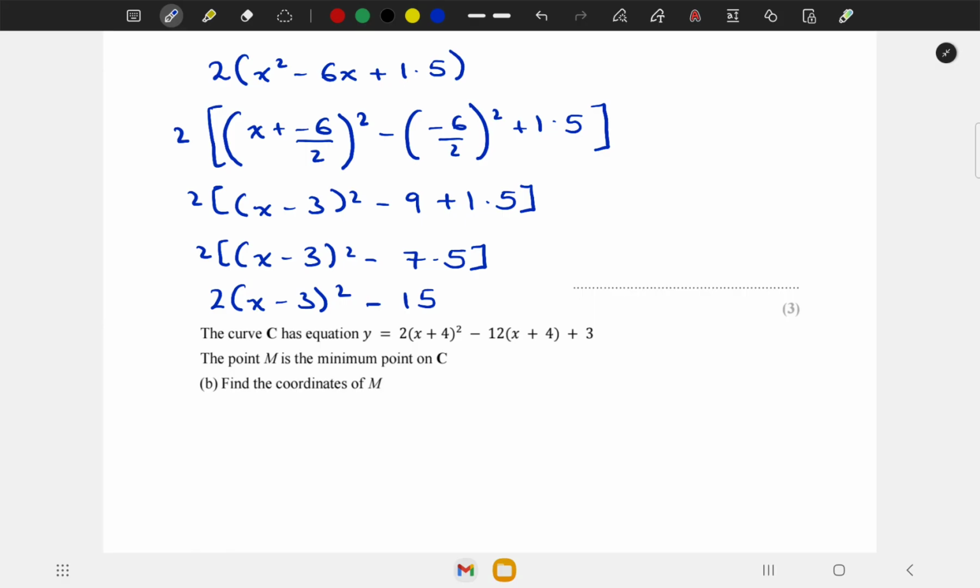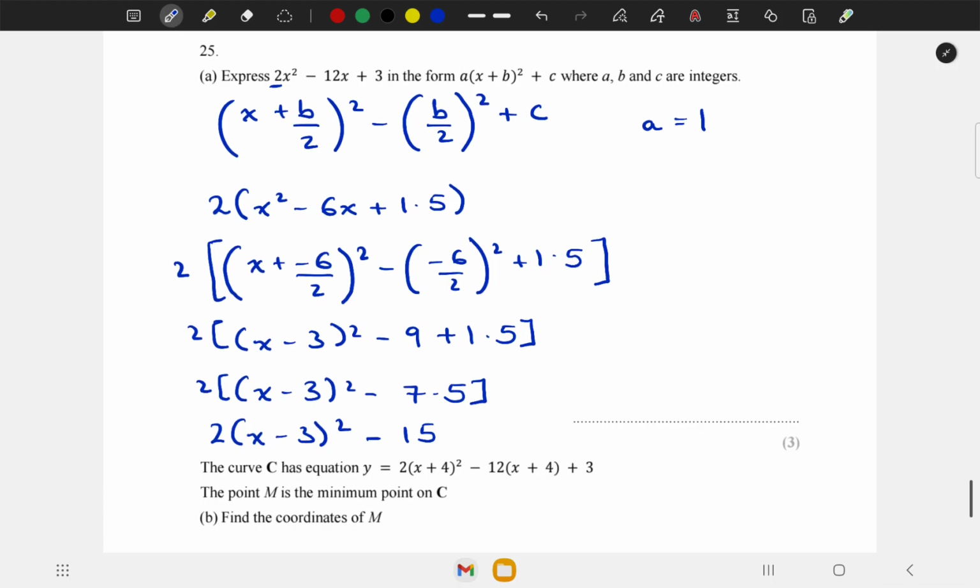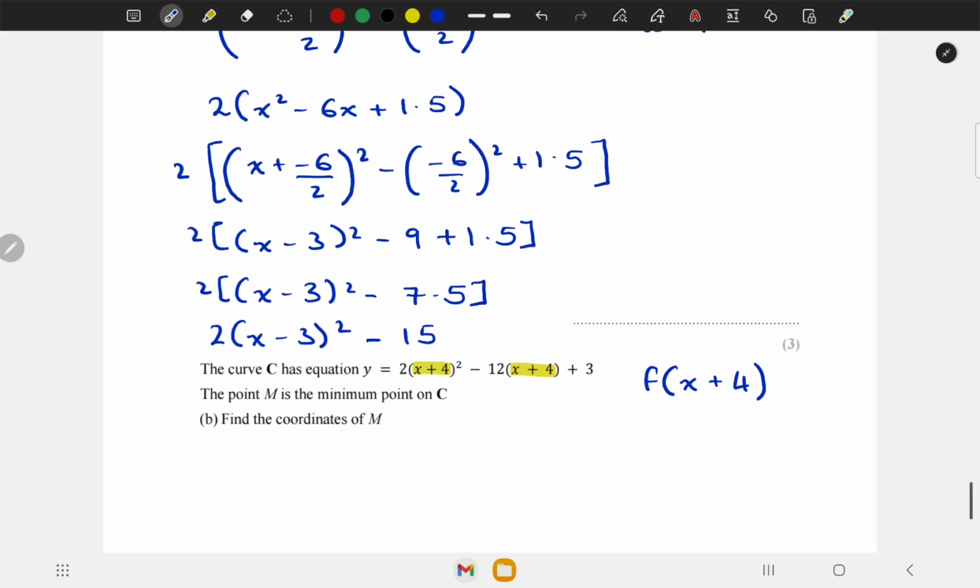And you're being told M is the minimum point on C. Find the coordinates of M. Now, this is a continuation of the first question. So what you notice over here, in comparison to what you originally had, in place of x, they're placing x plus 4. So if that was the function f of x, they are now giving you the function f of x plus 4. This is now leading you to graphical transformations.